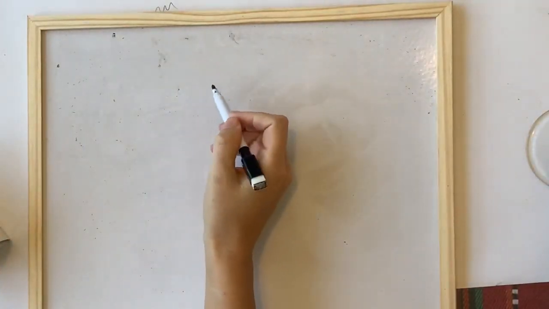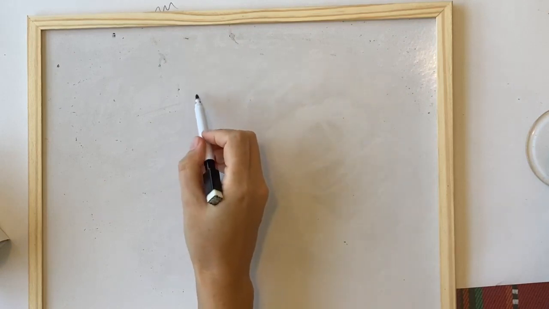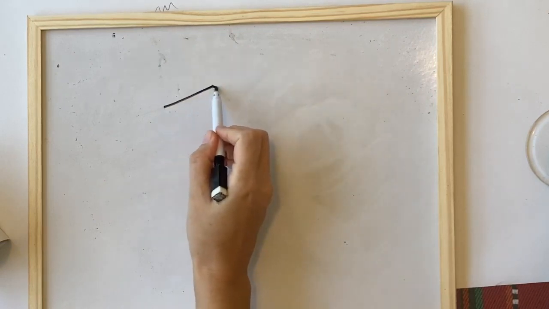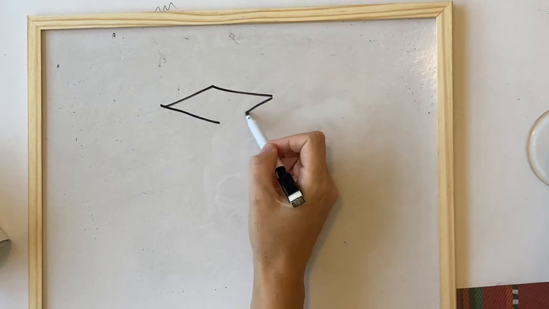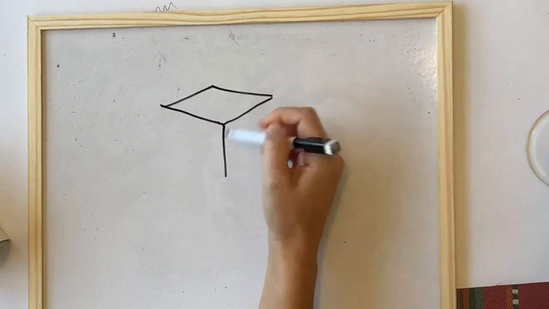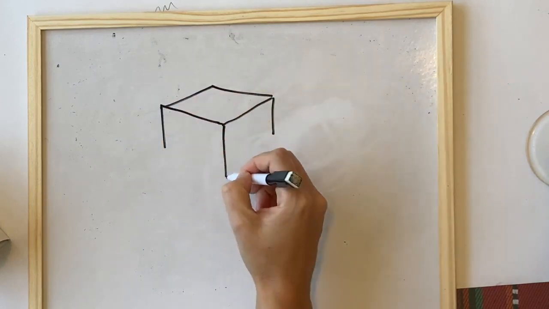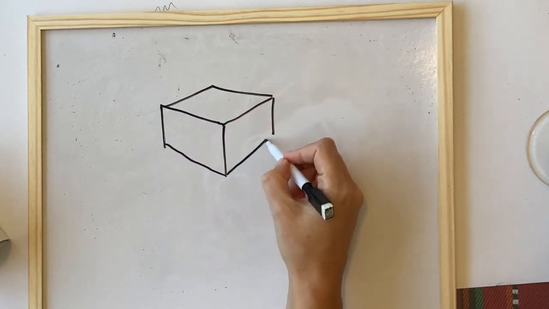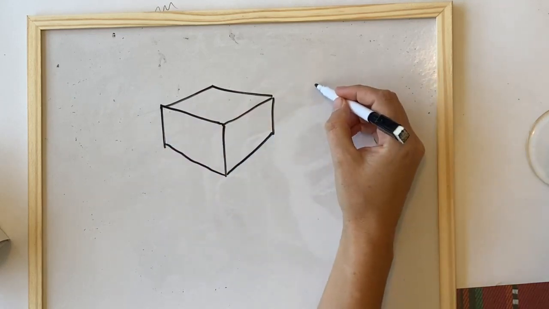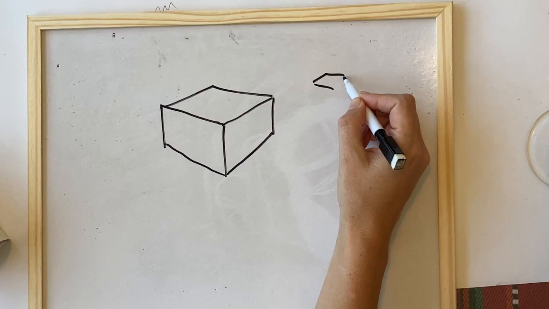Okay, now we're going to draw some imaginary boxes. So why don't you draw 3 imaginary boxes. So start with the diamond on the top, then draw 3 lines, then connect the lines. And you can make them different sizes and shapes.